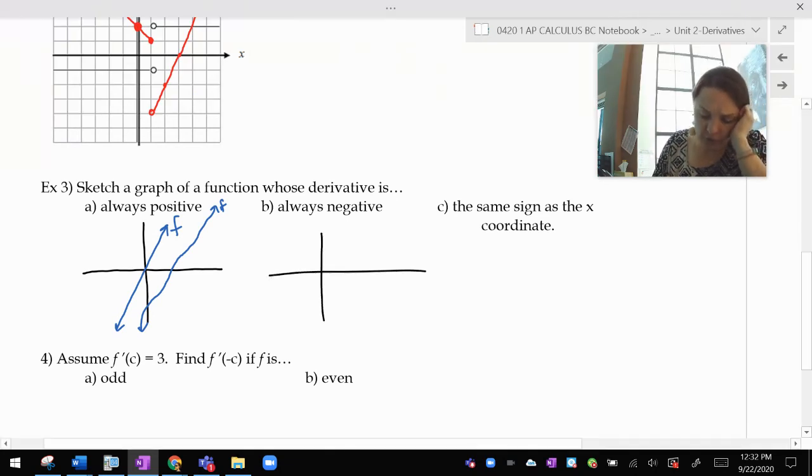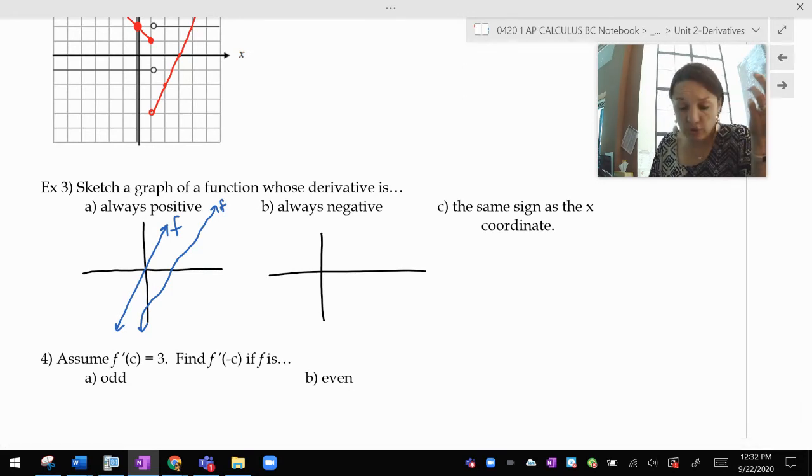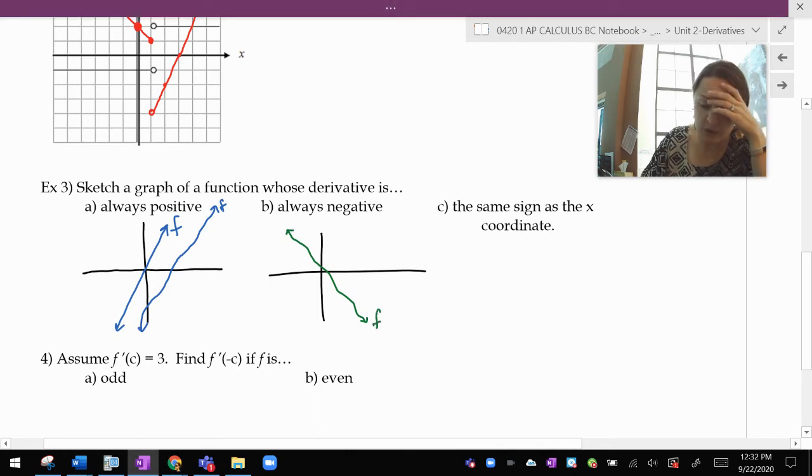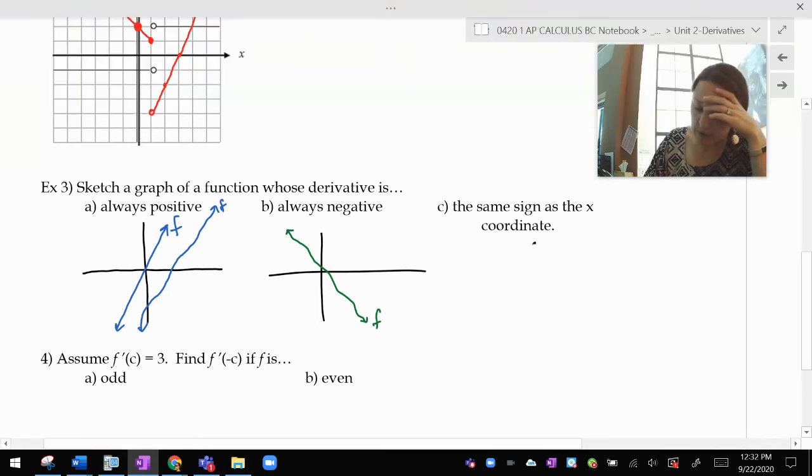A graph of a function whose derivative is always negative. If the derivative is negative, the slope of the original is negative, which means that the original is always decreasing. So I want a function that's always decreasing. Cool. All right, then we get a little bit tricky here.